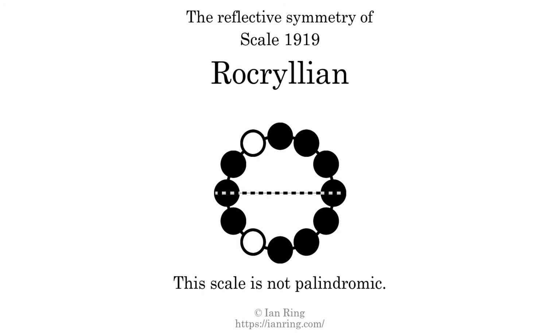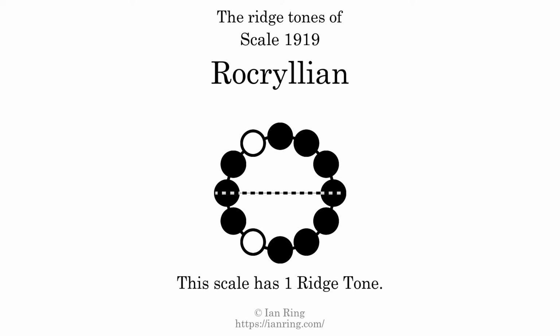This scale has reflective symmetry across an axis position 3 semitones from the root. This scale has a different pattern of intervals ascending and descending, so it is not palindromic. This scale has one ridge tone.